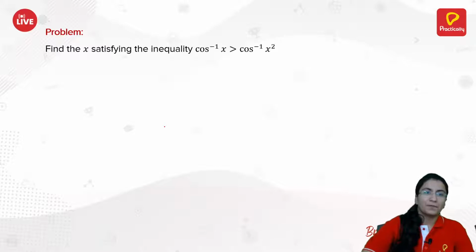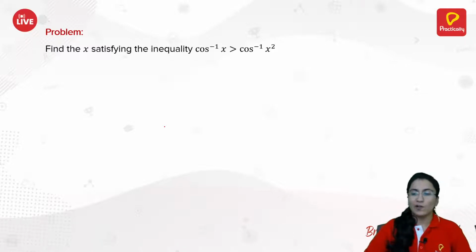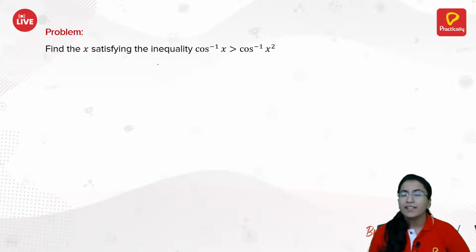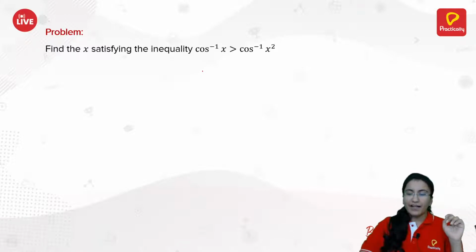Here's a question for you. Let's just solve this question. Find the x satisfying the inequality cos inverse x is greater than cos inverse of x square. We are majorly done with all the properties we have in this particular chapter.